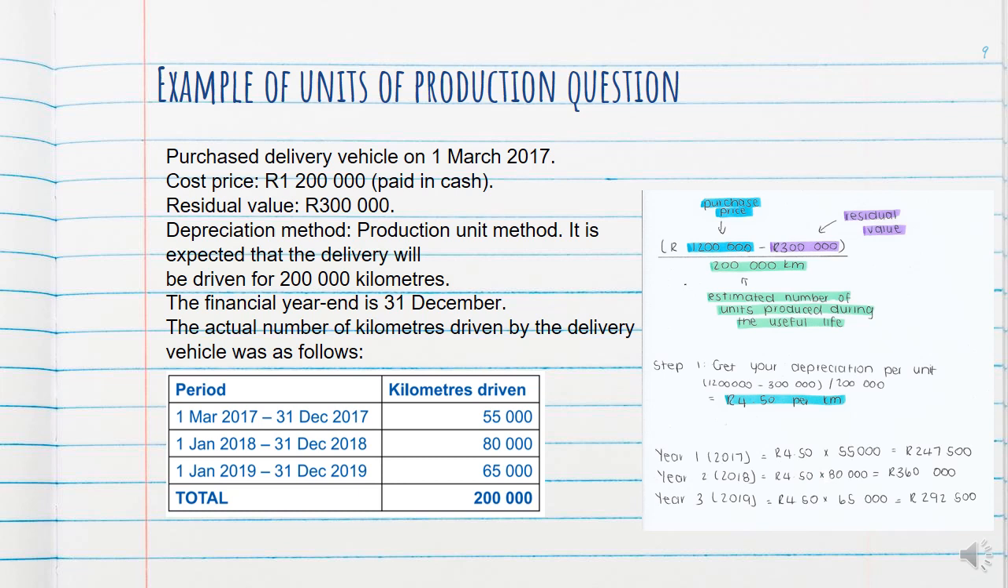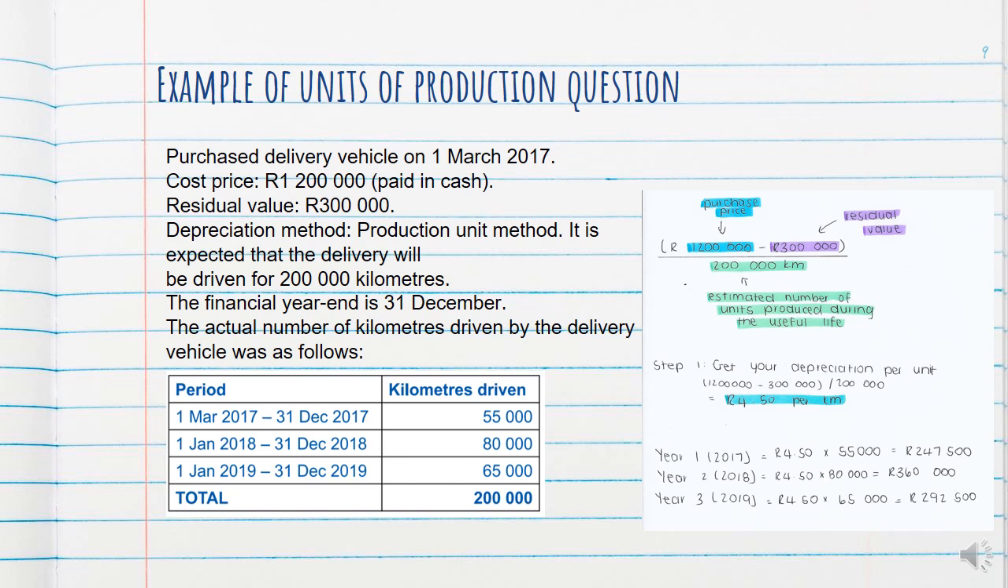So if you look at my beautifully drawn little calculation, you'll see that we take the purchase price, which was 1,200,000. We minus our residual value as normal, and we put that amount and we divide it by 200,000. Why do we do that? Because that is the amount that we expect to use the delivery vehicle for.